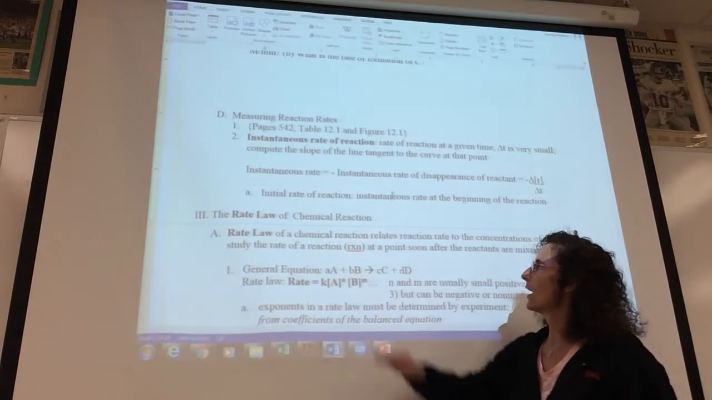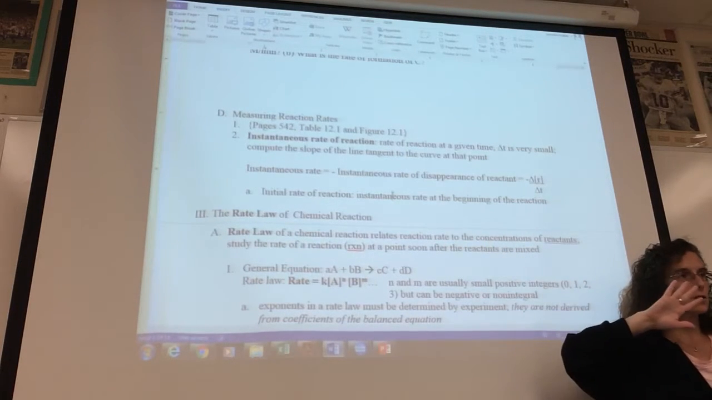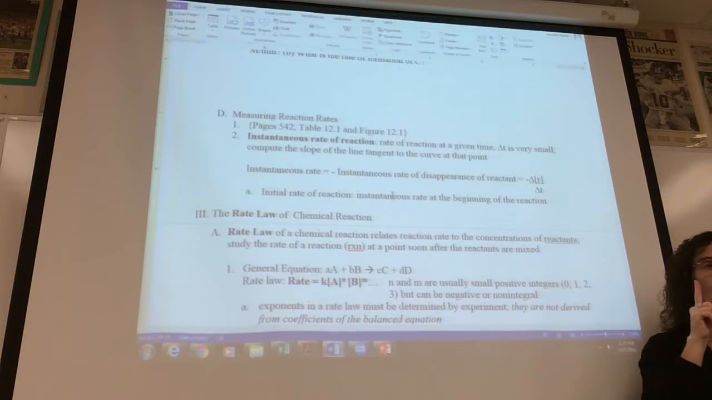So with rate laws, this is going to relate the rate that we just talked about to the concentration of reactant only. No products in here, and you don't have molar per second.